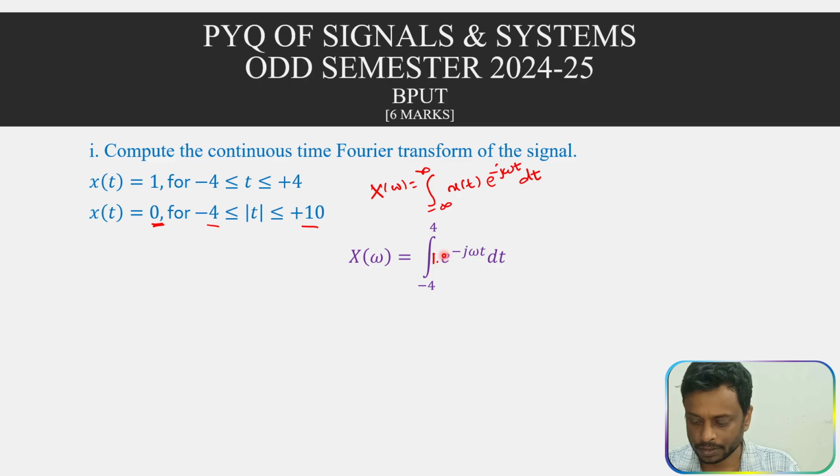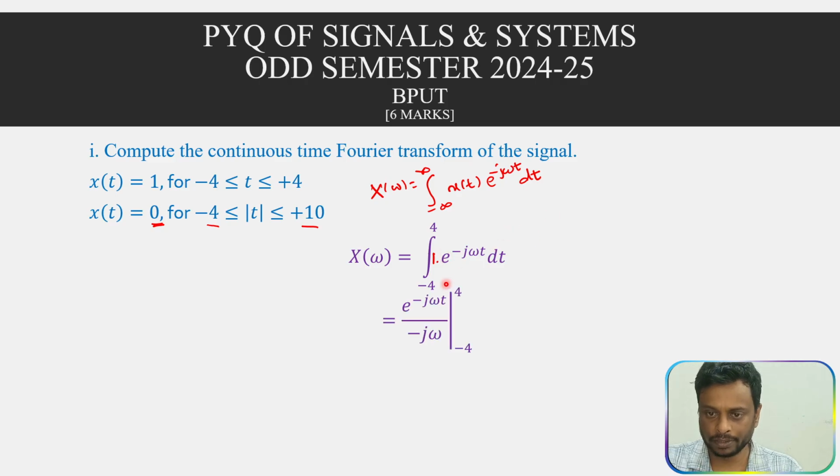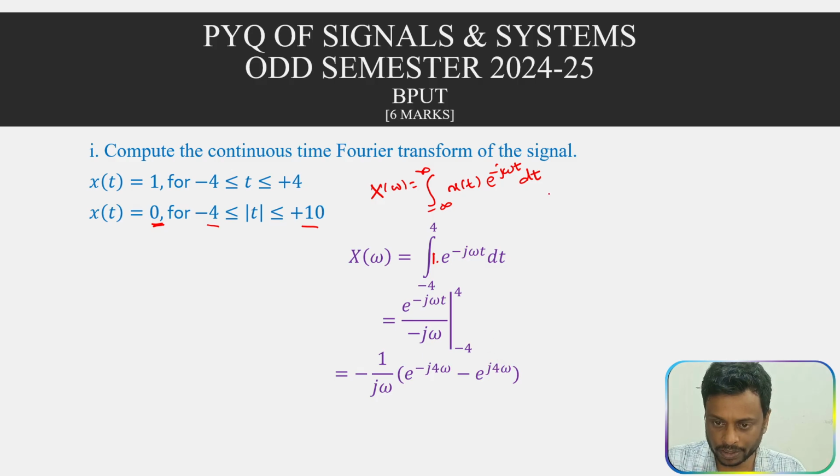Now integrating, it will be e^(-jωt) divided by -jω. Let's put in the limits. Keep 1 by -jω outside, so it will be e^(-jω4) minus e^(j4ω). Rearranging, it will be 1 by jω times e^(j4ω) minus e^(-j4ω).